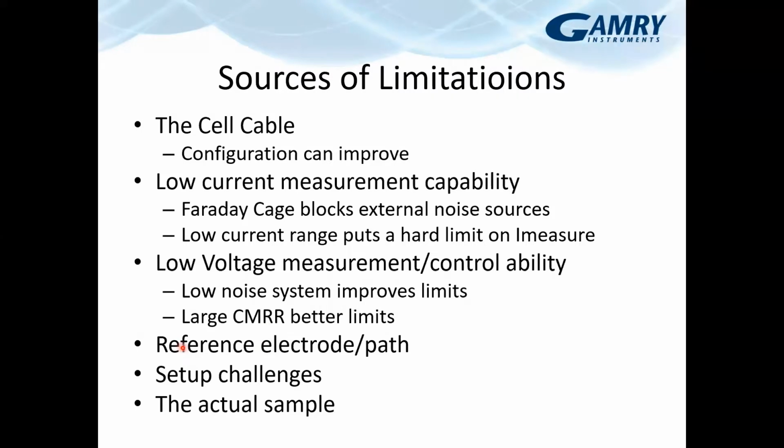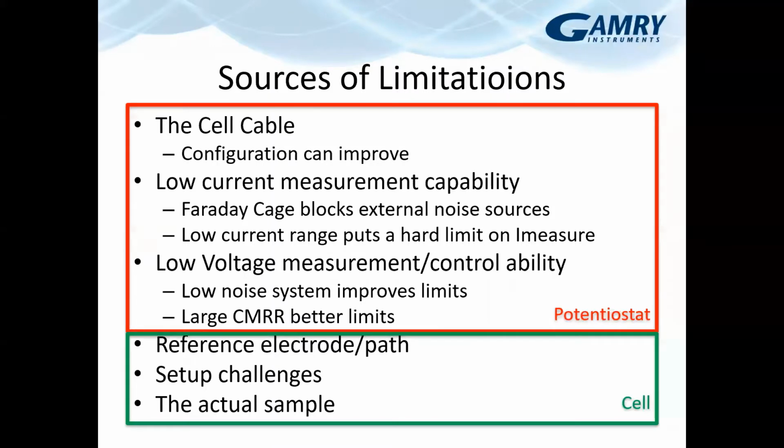There are also the reference electrode and path issues showing up down here. Reference electrodes on the cell side are the single biggest source of limitations and issues. There are additional setup challenges, and then you've got the actual sample. And if we take a look at these, we can break them down into limitations that are put on by the potentiostat itself and limitations that we actually are dealing with that are on the cell side of things.